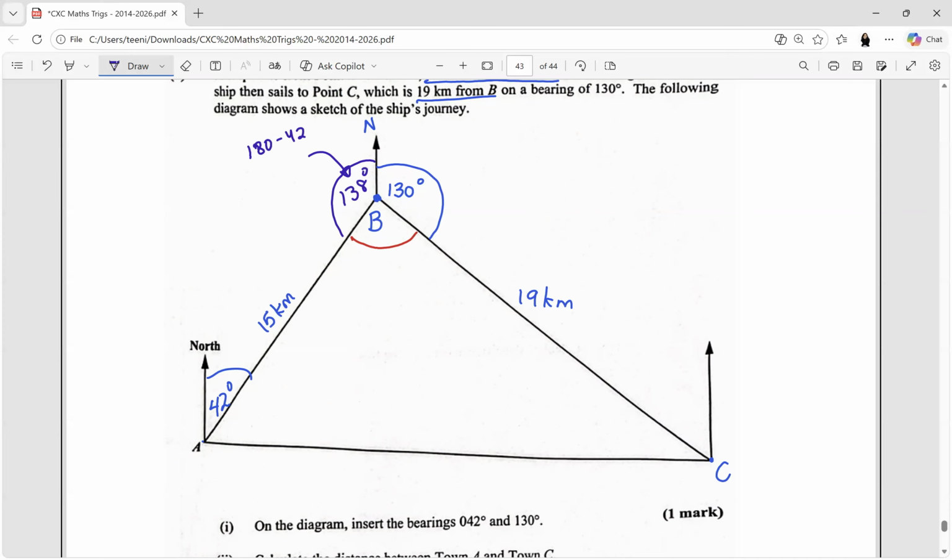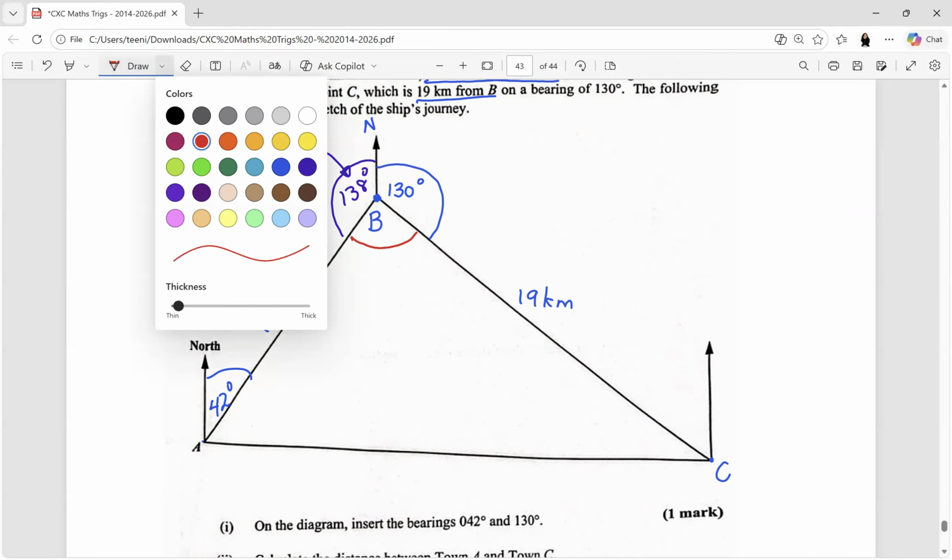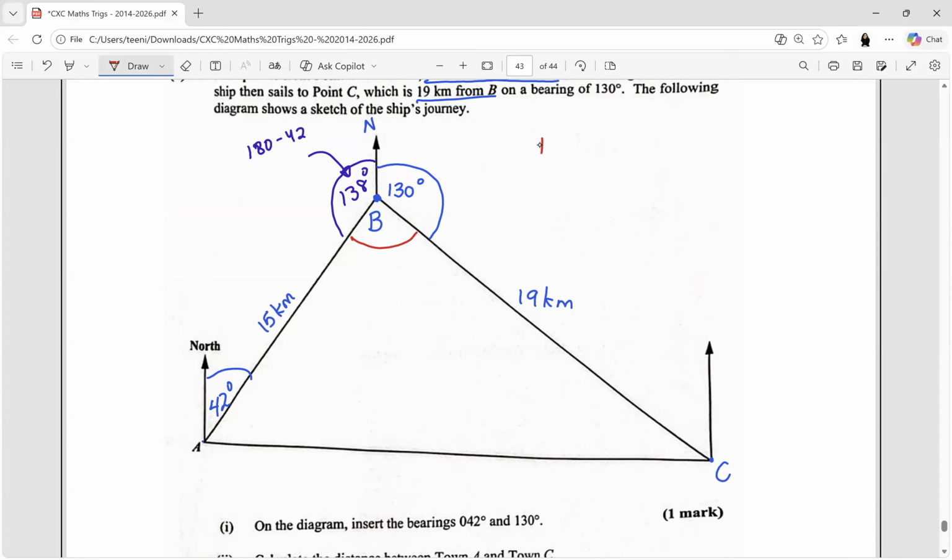And now all of these angles, 138 degrees, 130 degrees, and the angle B are all around a point, and angles around a point add up to 360 degrees. So to find angle B, that would be equal to 360 take away the sum of 138 and 130.